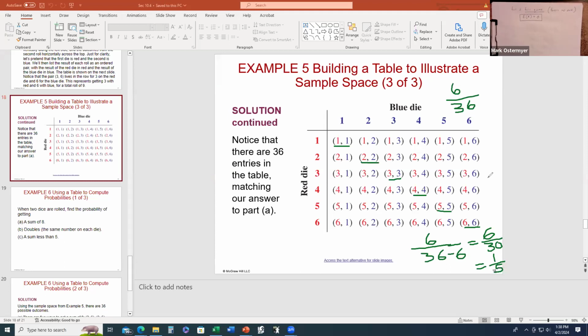What would be the odds against getting doubles? Anybody? The odds against getting doubles would be? What's the reciprocal of 1/5? Five to one odds of not getting doubles. Okay. There we go.